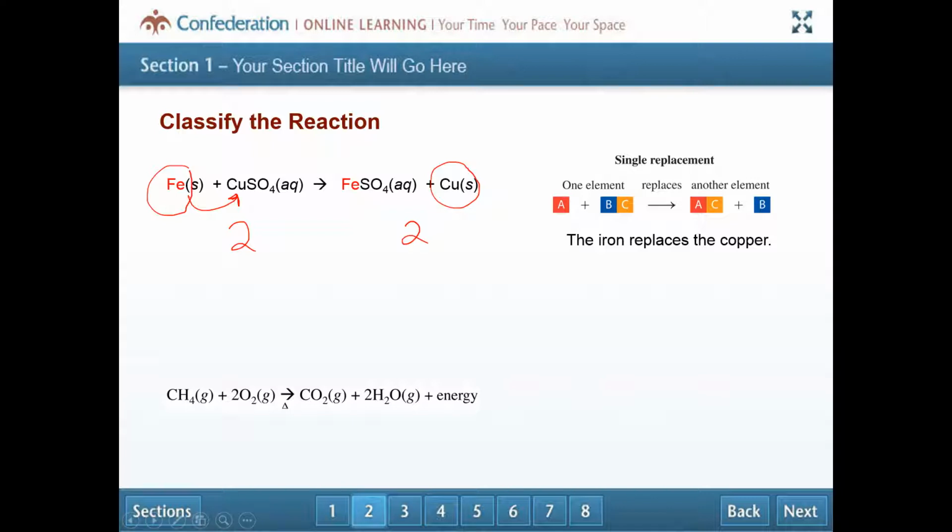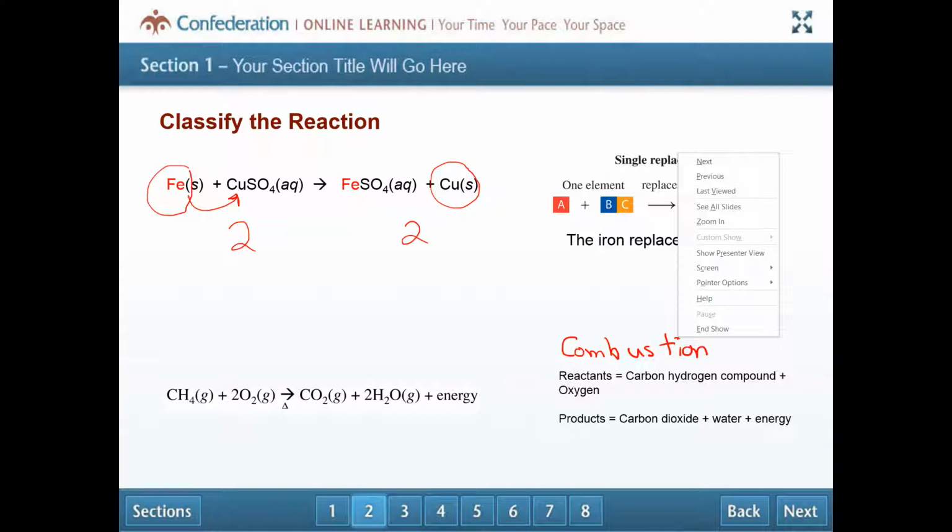Okay, so let's look at the next one here. So we've got methane, we've got oxygen as our reactants, and then we're ending up with carbon dioxide, water, and energy. So that is going to be a combustion reaction. So remember, you can have any type of fuel to start. So an alkane, this is a methane here. And then you're also going to start with oxygen, and then you'll always end up with carbon dioxide and water, and then energy.